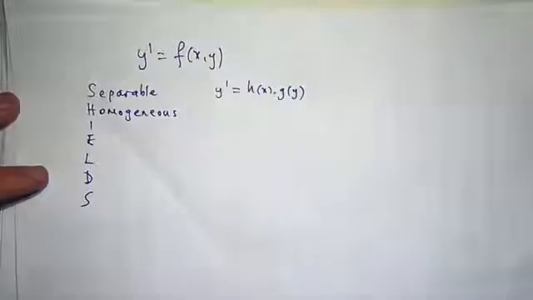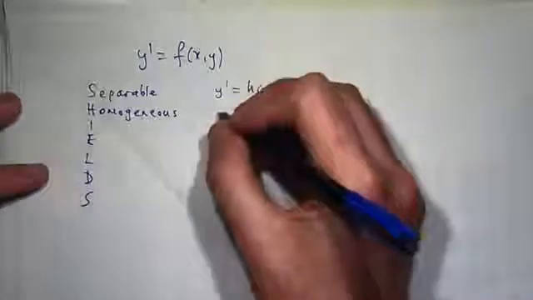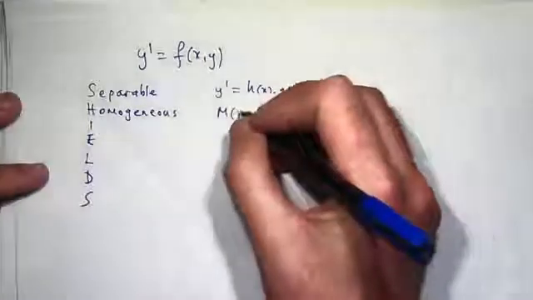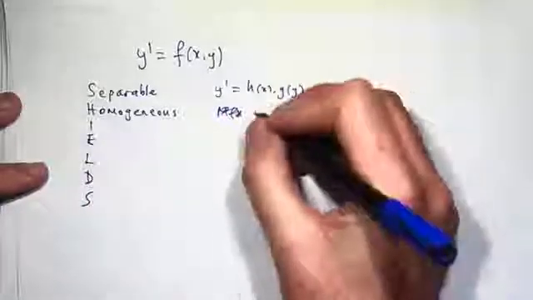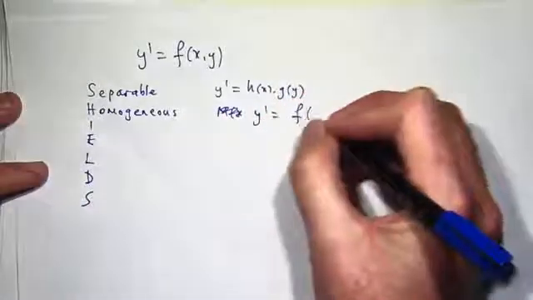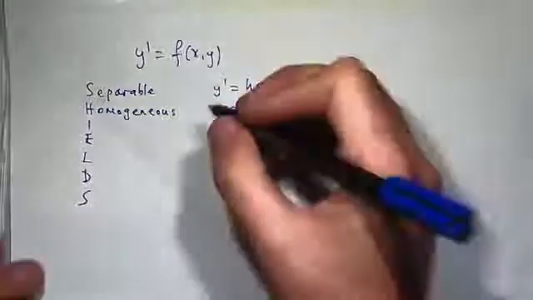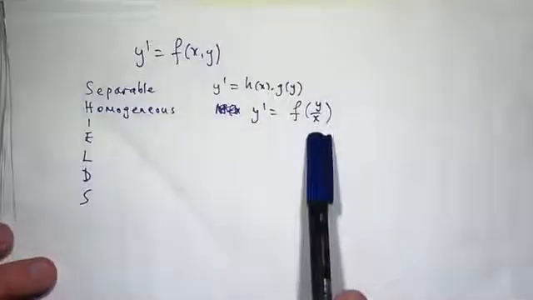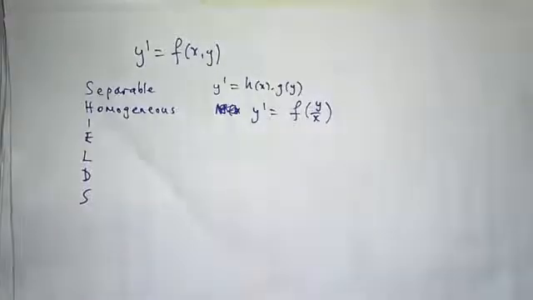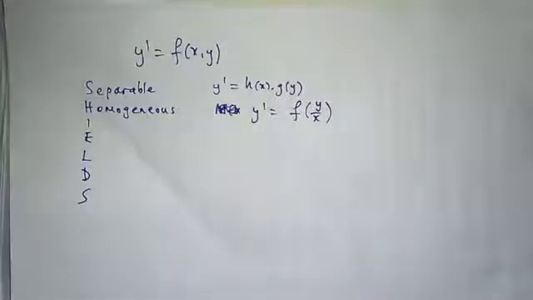H. Homogeneous. Okay, what's a homogeneous equation? Well, it's something like this. Well, you have a special structure. Okay, in here you make the substitution u equals y over x, and then you form a separable differential equation.